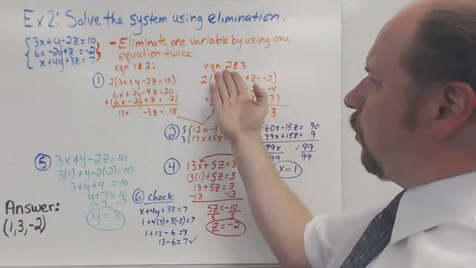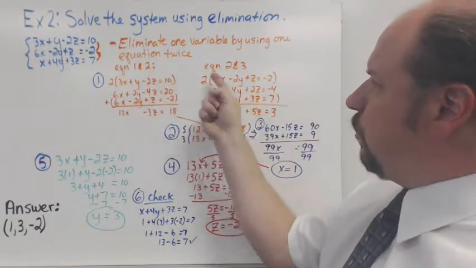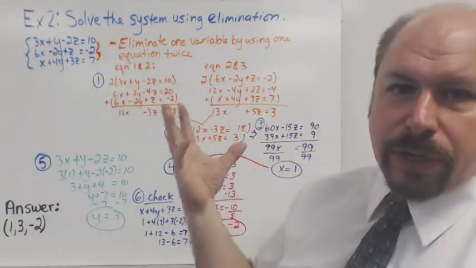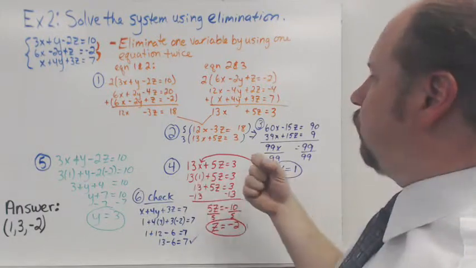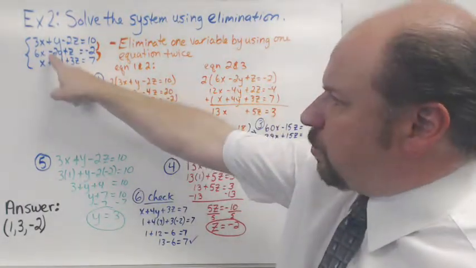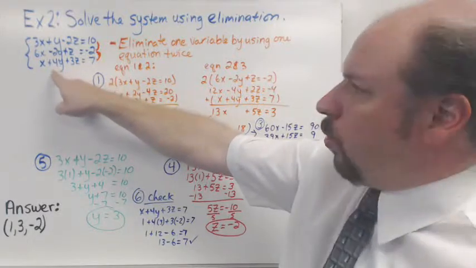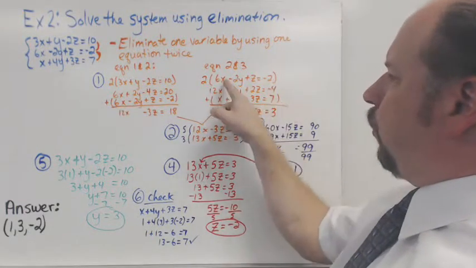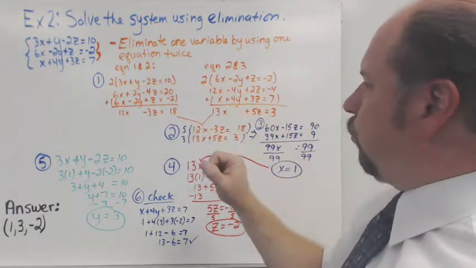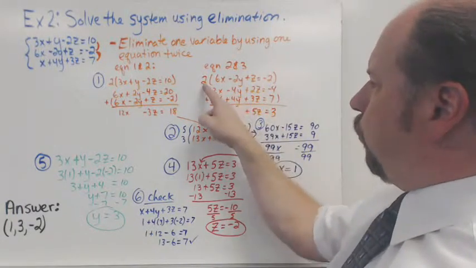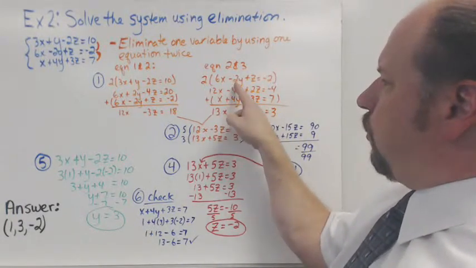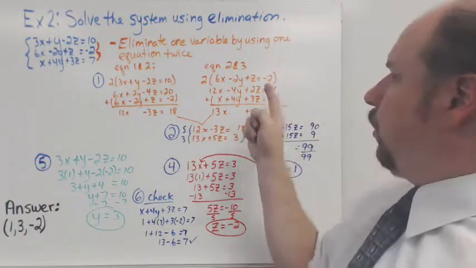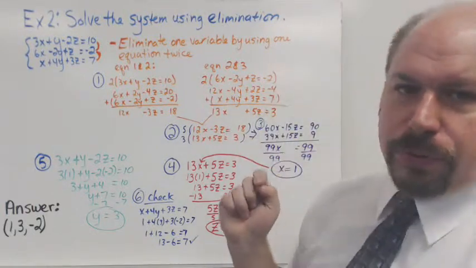And now I'm going to use equations 2 and 3. Notice I use this equation 2 twice, once with equation 1, once with equation 3. We're going to do the same thing and eliminate the y again. This time, since this one is bigger, it's 4, I need to multiply equation 2 by 2. So I rewrote equation 2, and I'm multiplying it by 2. Distributing on through, 2 times 6x is 12x, 2 times -2y is -4y, and 2 times z is 2z, and that is equal to 2 times -2, which is -4.